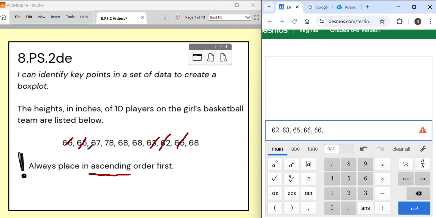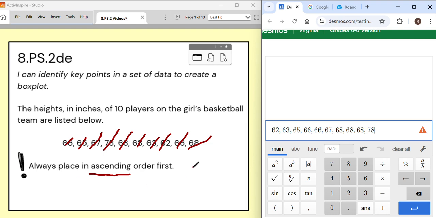Then I see a 67. Wow, I see three 68s. 1, 2, 3 68s. Have to put them all in. So 68, 68, and 68. Oops, that was a 68. And then finally, I have a 78. 78 looks like an outlier, doesn't it? It's kind of far away from all the other numbers.